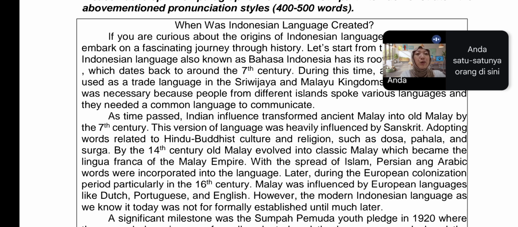Later, during the European colonization period, particularly in the 16th century, Malay was influenced by European languages like Dutch, Portuguese, and English. However, the modern Indonesian language as we know it today was not formally established until much later.